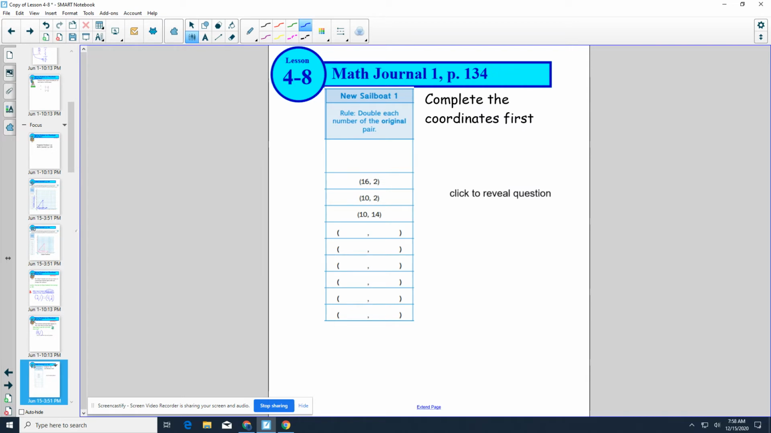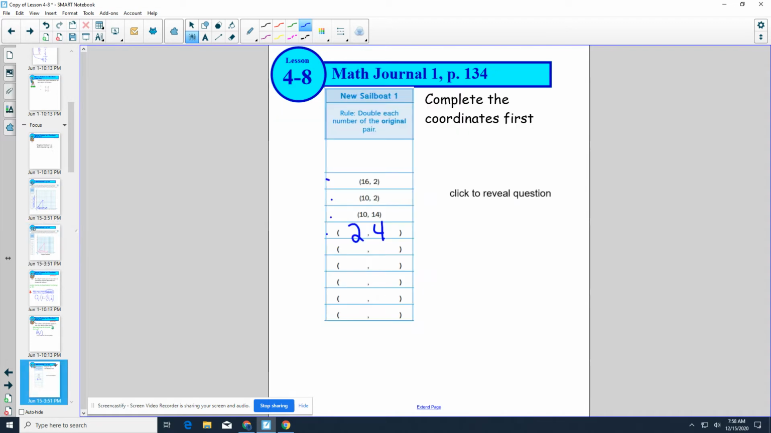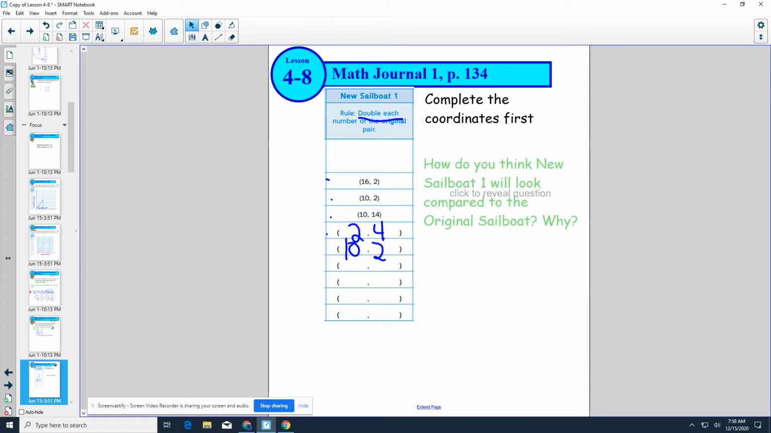So I would change that to double. So I would say over 2, up 4. And then if I go back to the 5th one on the original sailboat, 1, 2, 3, 4, 5, it's over 5, up 1. And I have to double that according to the rule. So it'd be over 10, up 2. And so you can fill in the rest of that chart on your own there.